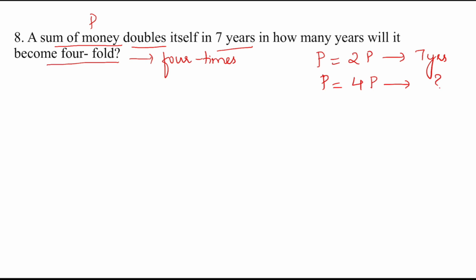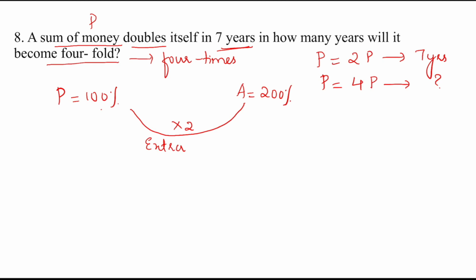Now we always know principal is 100%. It is becoming double, so 100 into 2 is 200%, in 7 years, isn't it? So extra is how much? If 100% was our principal, we are getting 200%, because it is becoming double. So extra is 100%. In how many years are we getting this extra 100%? In 7 years.